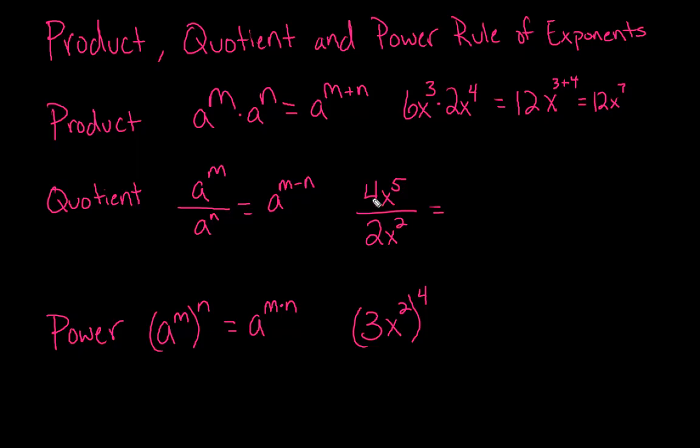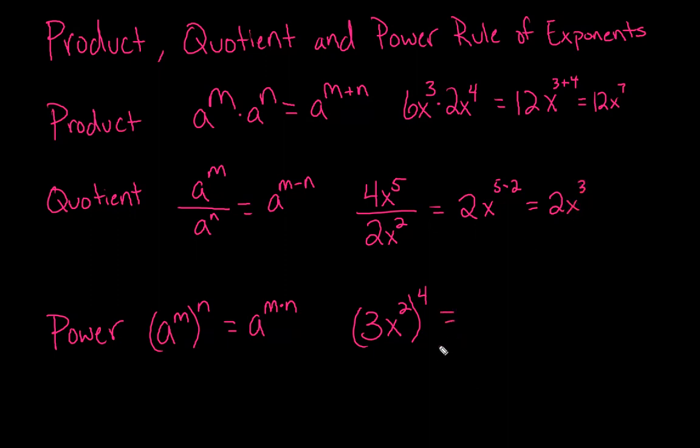We can simplify, of course, the 4 over 2, as that's just 4 divided by 2, leaving us with 2. And we have x to the fifth divided by x squared. And following our quotient rule, since they are the same base of x, we can do x to the 5 minus 2. And if we simplify that, it is of course 2x to the third power.